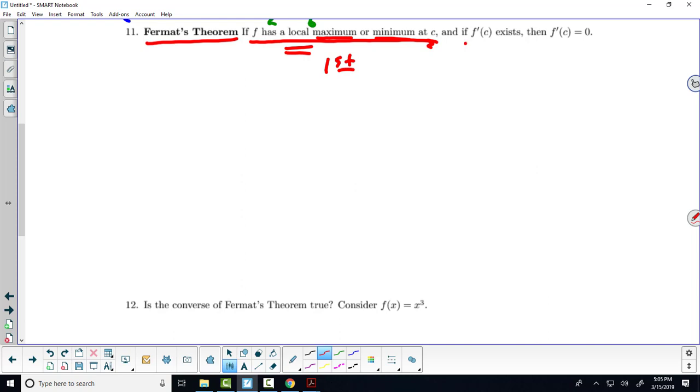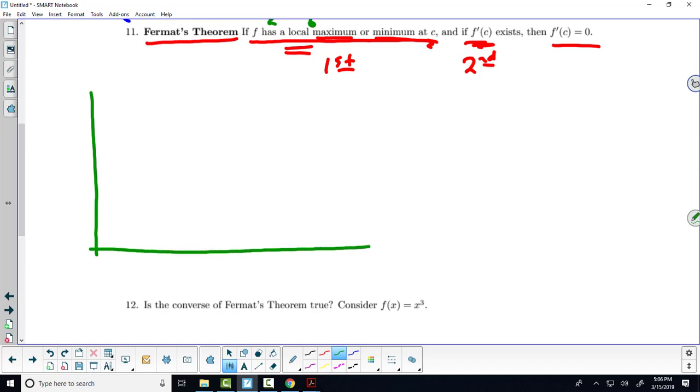Second, if the derivative exists, then the conclusion of Fermat's theorem is that the derivative must be 0 at that point. So I'd like to see if we can get an understanding of Fermat's theorem by looking at a graph here. Let's see how we can do making this graph.